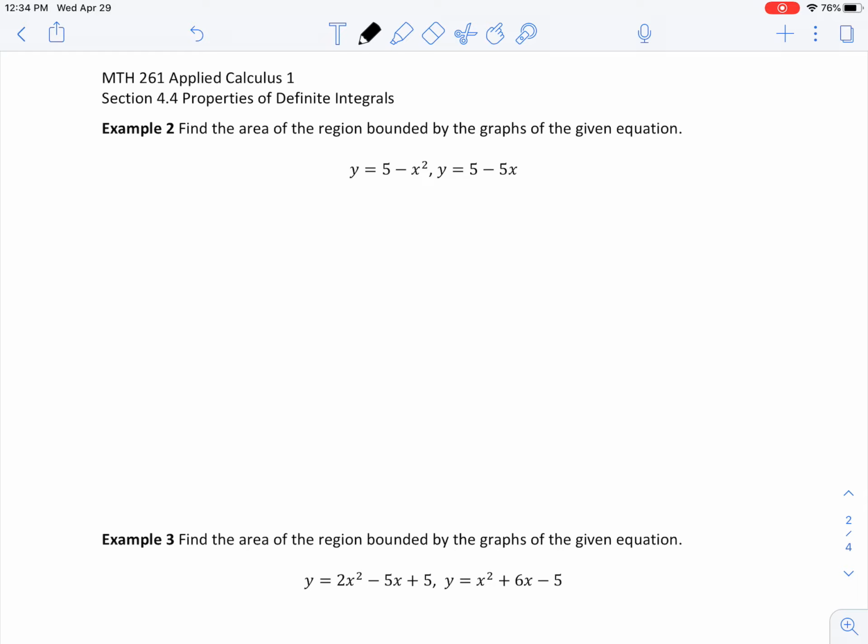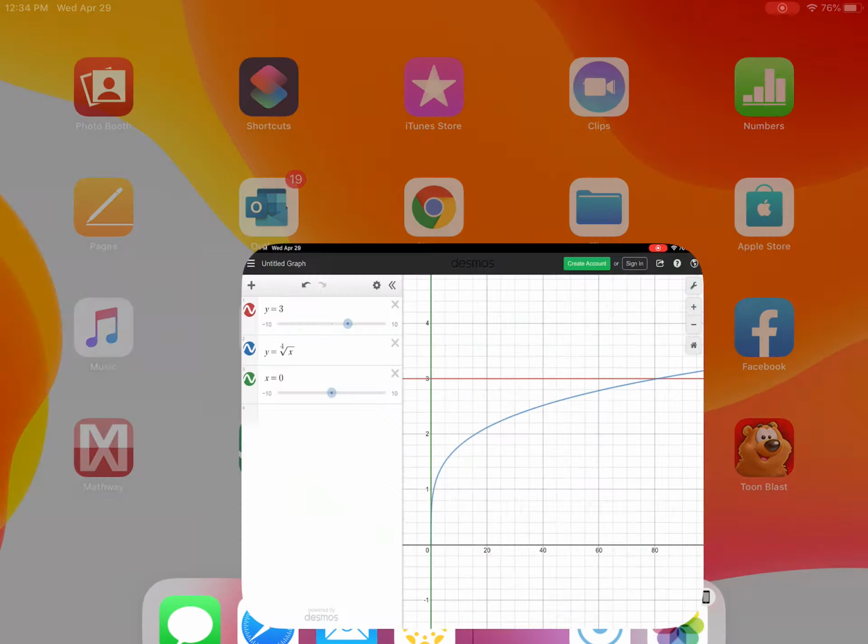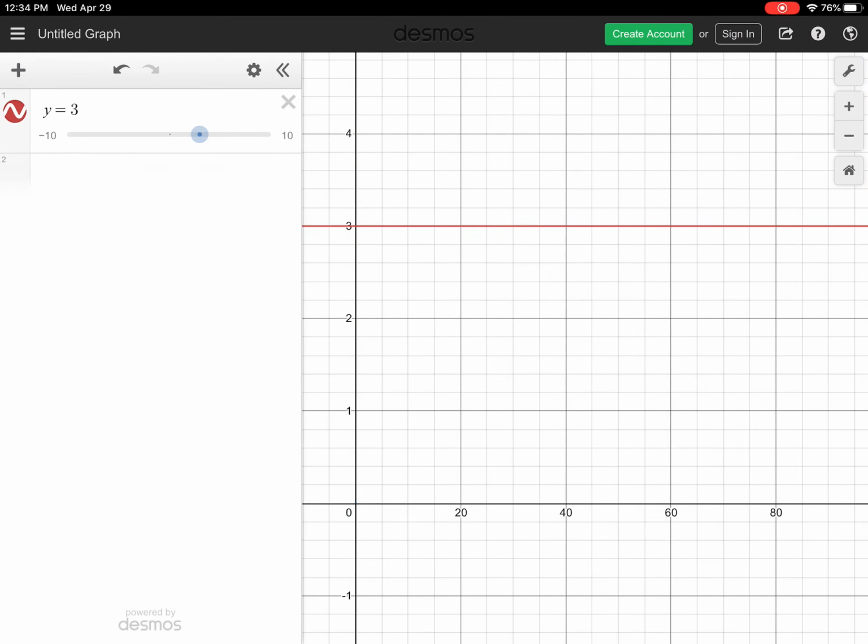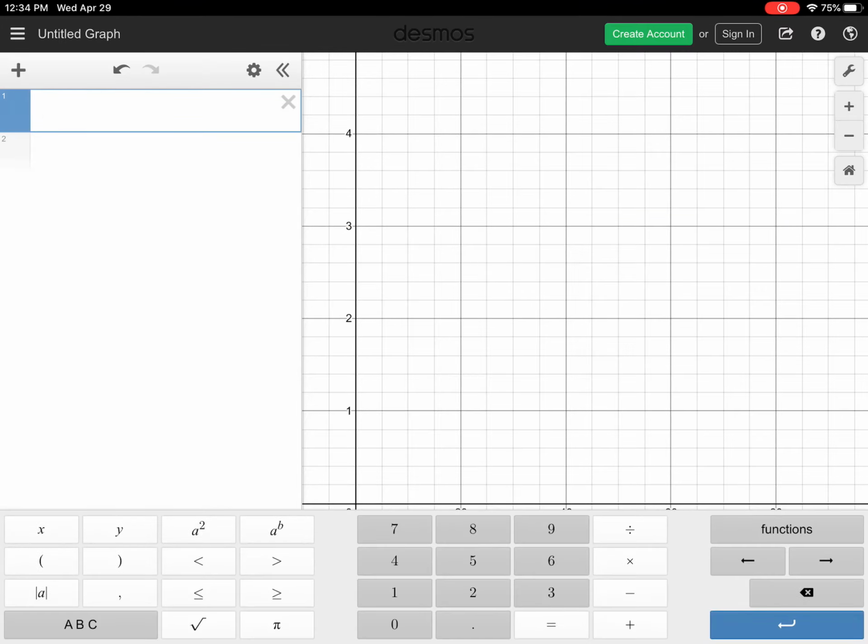So I got two equations, and this is like what you will see on your exam tomorrow. You will get a quadratic and a linear. I'll keep it as quadratic and linear tomorrow. Okay. So I'm going to Desmos because I want to see the picture.